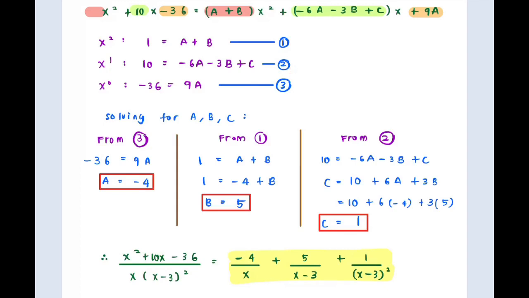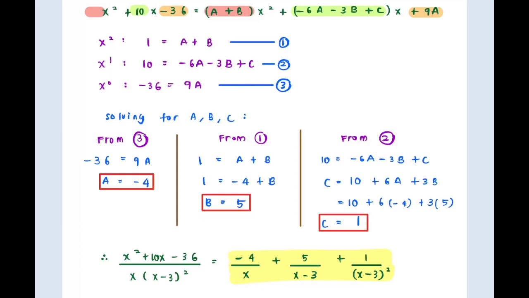Now let's see comparing coefficient for constant. So this is minus 36 equal to 9a. So you can see that we can solve a straight away. From equation 3, minus 36 is equal to 9a. Therefore, your a is equal to negative 4. Now, let's see how about the other 2 equations here. Let's put in the value of a equal to minus 4. So straight away, you get b equal to 5.